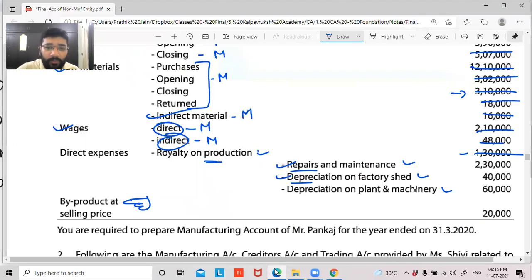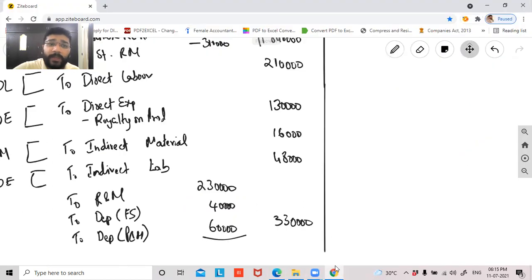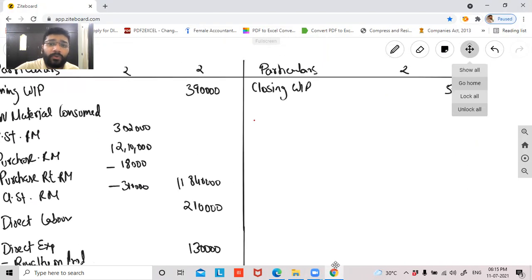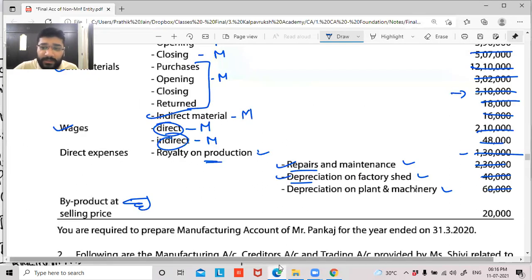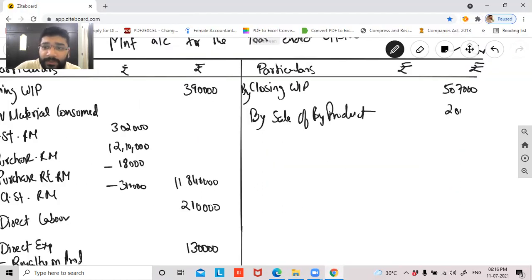Guys, then I'm left with what? I'm left with byproduct. This will reduce my cost of production. So anything which you want to have the impact of reduction in the cost of production has to be written on the credit side. So by sale of byproduct, which is 20,000 rupees.